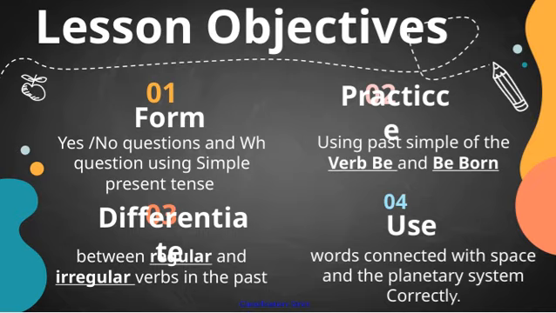Today, we will focus on differentiating how we use words connected with space and the planetary system correctly. We will look at the difference between regular and irregular verbs in the past tense, which is essential for clear communication. We'll also review how to form sentences using the past simple of the verb be and be born, so you can talk about past events accurately.